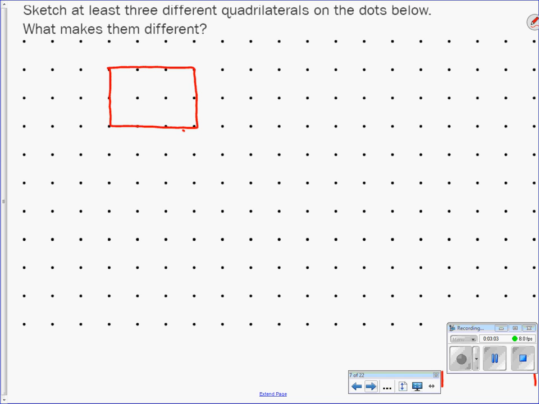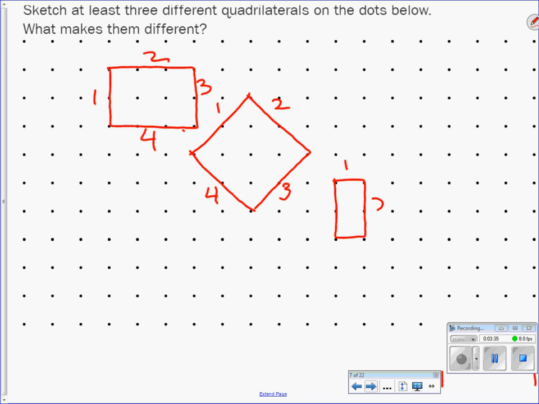This would be a quadrilateral. I could do something like this. That would be a quadrilateral. Right? I can do, that would be a quadrilateral. Any way that you can connect it so that you have 1, 2, 3, 4 sides. Each one of these is a quadrilateral, because once again, quad means 4.